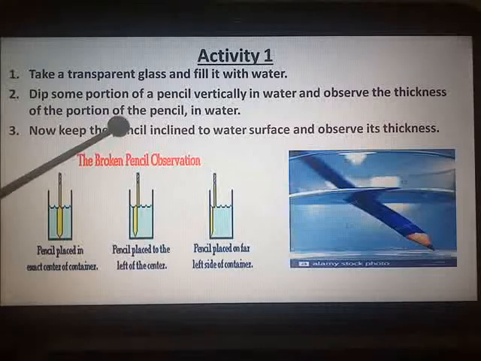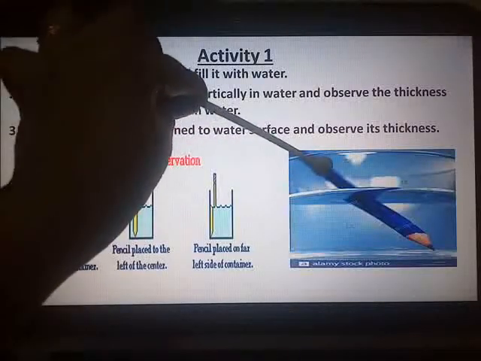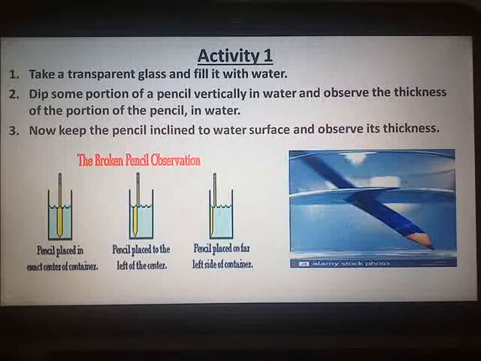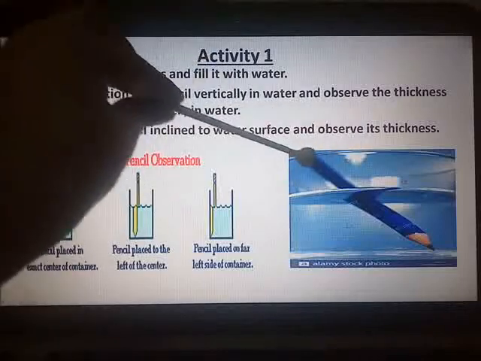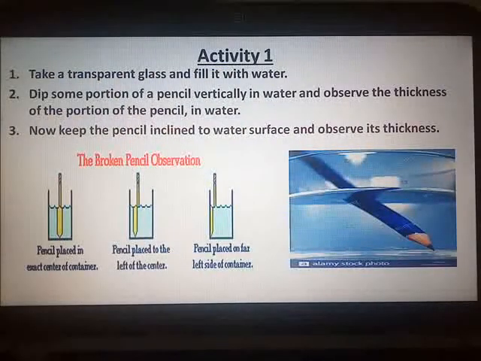Next, keep the pencil inclined, meaning just turn the vertical position to the inclined position to the water surface, and now observe the thickness of the pencil in water. Now in this activity, what will you see? In the first activity, the portion of the pencil which is inside the water appears to be thicker than the portion of the pencil which is above the water.